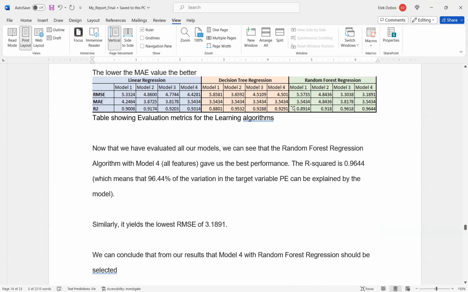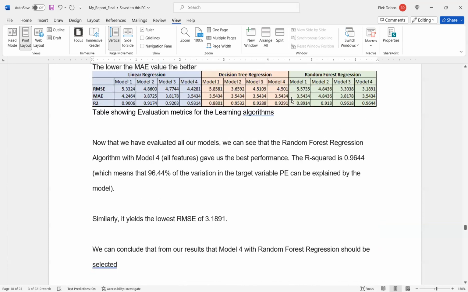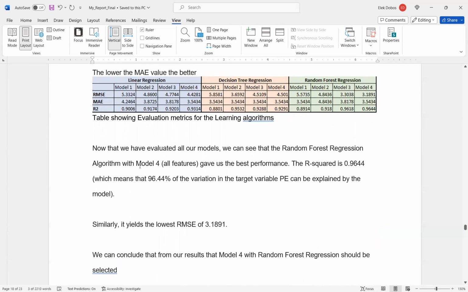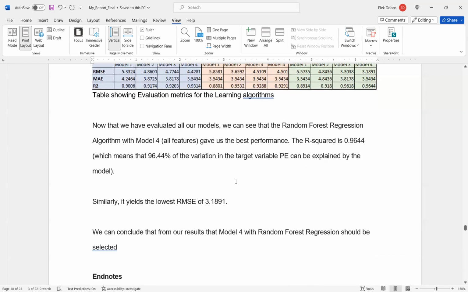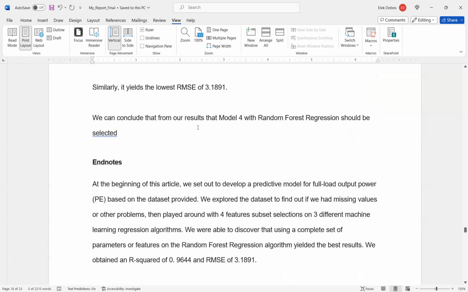So this was our results: the linear regression, decision tree regression, random forest regression. We see that the random forest regression algorithm model 4 gave us the best performance. The R squared was 0.9644, which translates to 96.44% of the variation in our target variable, the output of the energy in the power plant, can be explained by the model. Also, it yields the lowest RMSE of 3.1891. So we conclude that our model 4 with the random forest regression should be selected.